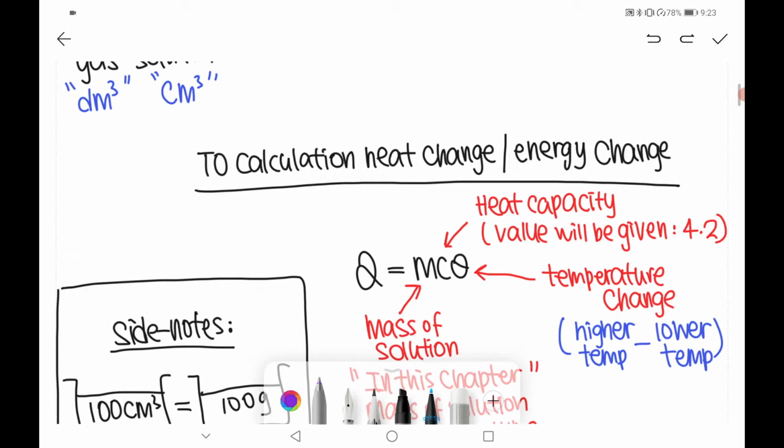For example, you have a liquid, initially at 40, and now the liquid becomes 70.